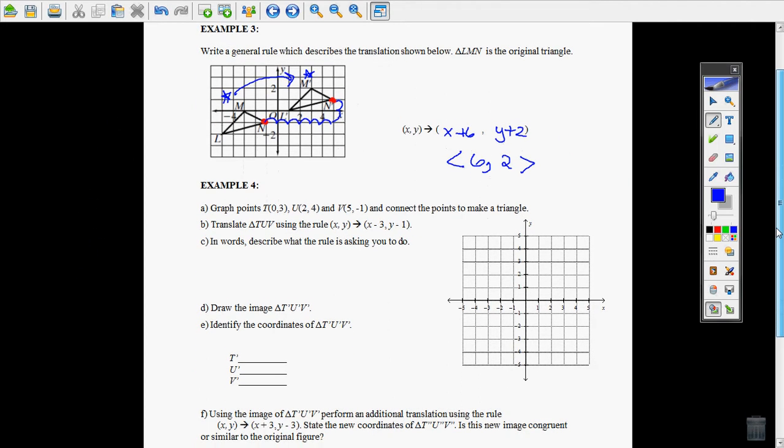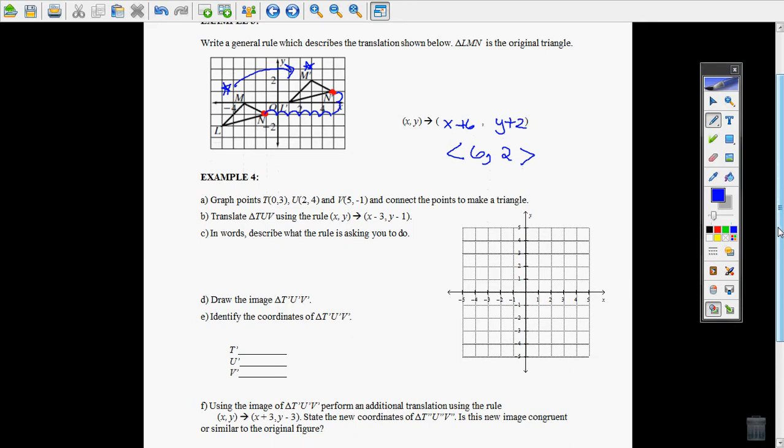All right, so let's look here. It says graph these points. So we have T that is at 0, 3. We have U that is at 2, 4. And then we have V that is at 5, -1. So we are going to plot these points. And I know that's a terrible job of drawing my lines, but oh well. All right, and then we are going to translate triangle TUV using this rule right here.